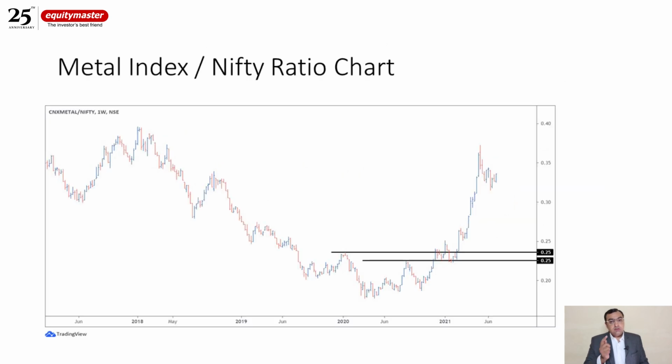Again, the ratio charts where the metal index has seen outperformance over the Nifty after a long time, and that's the reason it has triggered me that the metal trend is emerging over here. Now you might be surprised, how will I ride this trade?